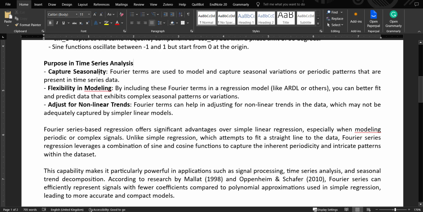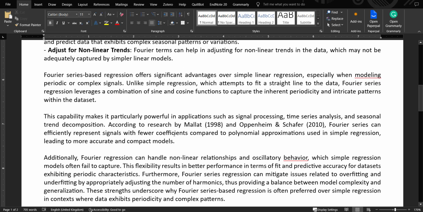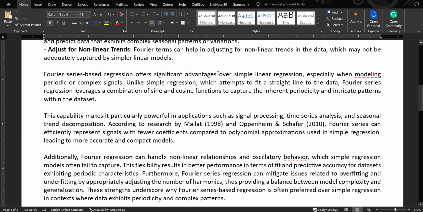So what is the advantage? It captures seasonality. It is flexible in modeling. You can add that in any model like OLS, ARDL, any, and it will adjust to nonlinear trends. So if the trends are nonlinear, it can capture them because the sine function is a nonlinear term. So it has many advantages over simple regression. It will remove the seasonality to make sure that your independent variables are representing a straight line, and it helps to capture periodicity or patterns within the data set.